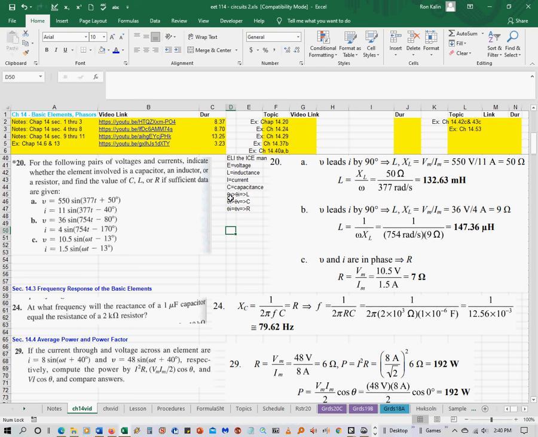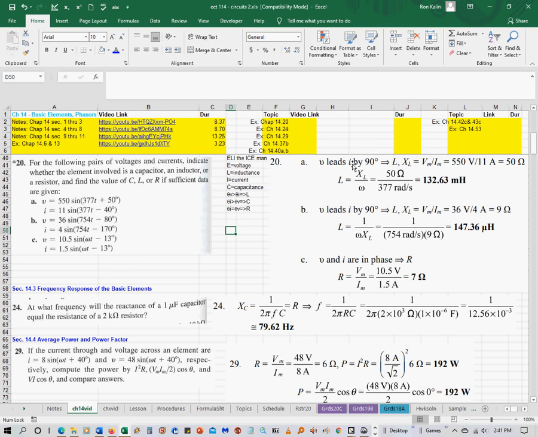If theta V is greater than theta I, that means the voltage is leading the current. So up here, E comes before I, which means the voltage is leading the current, it's inductive. If it's capacitive, the current is leading the voltage, it's the opposite. Or you could say current lags the voltage for the first scenario.